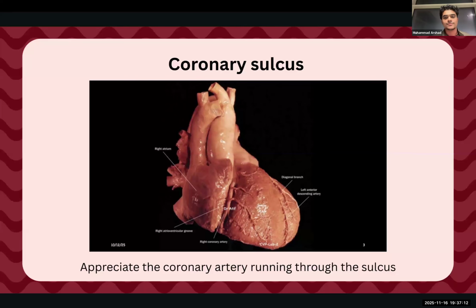Okay, so now we finished week 1, we finished the practice questions. Let's move on to week 2. So starting off with the coronary sulcus, we previously spoke about this. It's also known as the atrioventricular sulcus, and it runs between the atrium and the ventricle, okay?